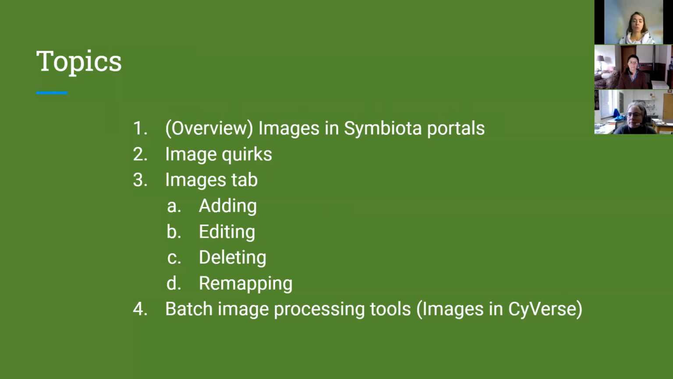I'll talk about a couple of quirks that you may have run into or have questions about regarding images in Symbiota. And then I'm going to talk about the images tab and all of the little tools that you can use to add, edit, delete, and remap images. And then I'll briefly talk about the system that we use in the California Phenology Network, which is using Cyverse and some of the batch processing tools.